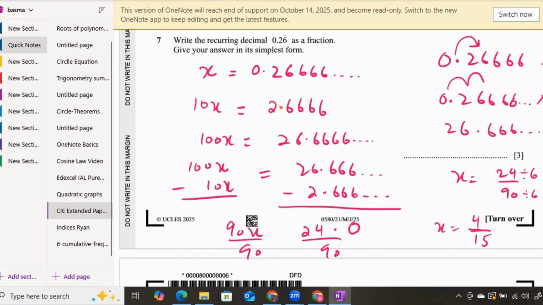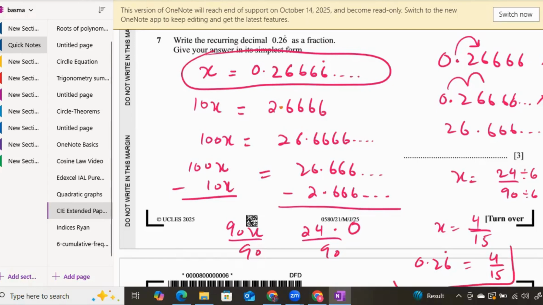4 over 15 is your x, and you know that, what did you suppose your x was at the start? It was 0.2666 recurring. Okay. So x is 0.2666 recurring, which is equal to 4 over 15. Right. So my x as a fraction is 4 over 15. That's for part marks 3.